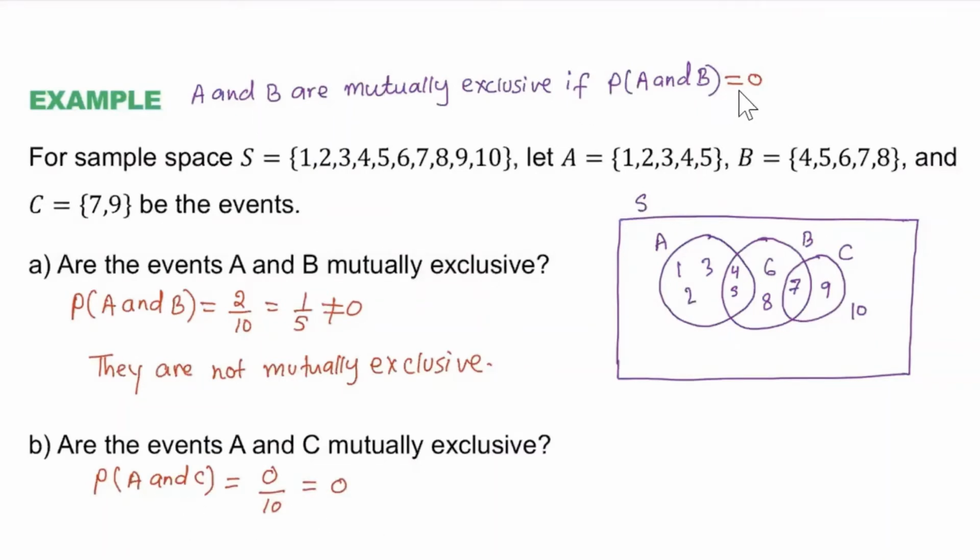So we have seen that if the probability is 0, the events are mutually exclusive. So are A and C mutually exclusive? Yes. So they are mutually exclusive. Okay. So this is the end of the addition rule of probability.